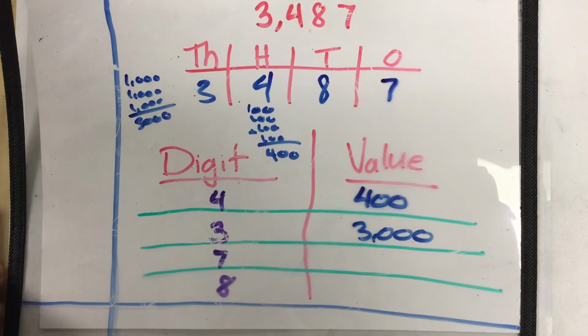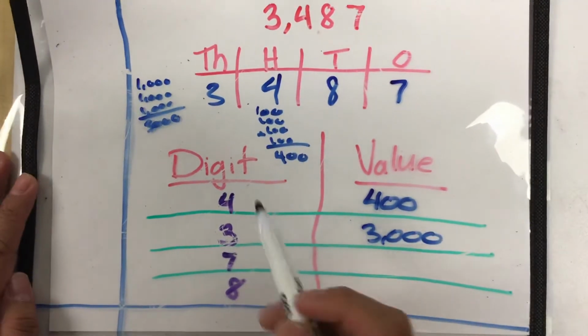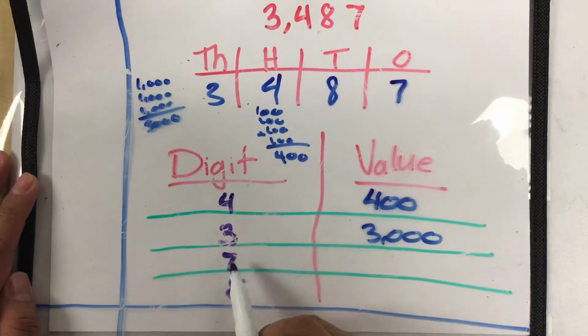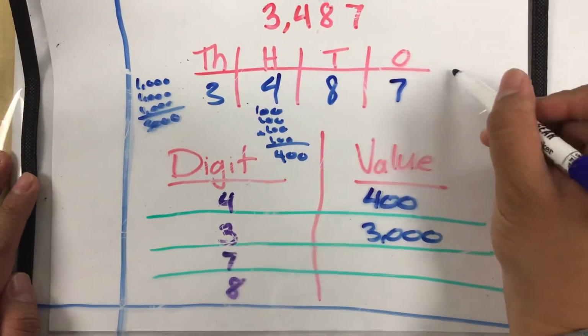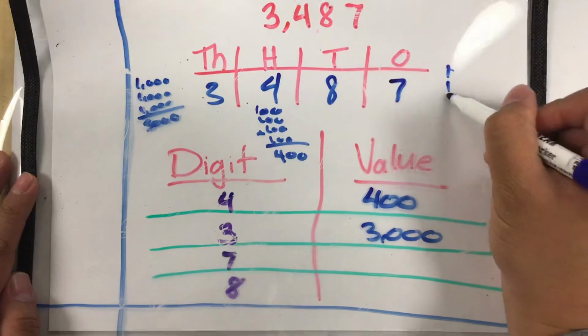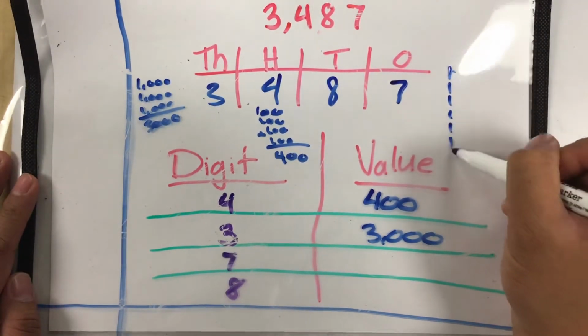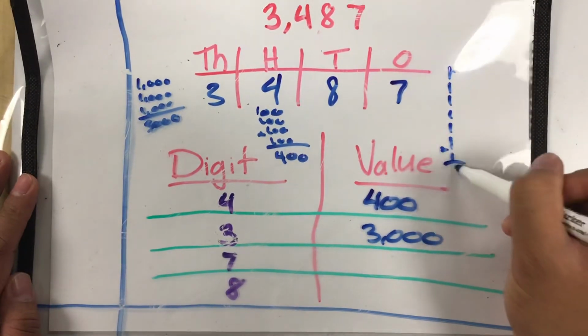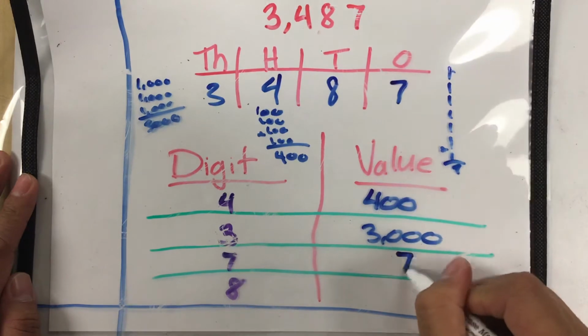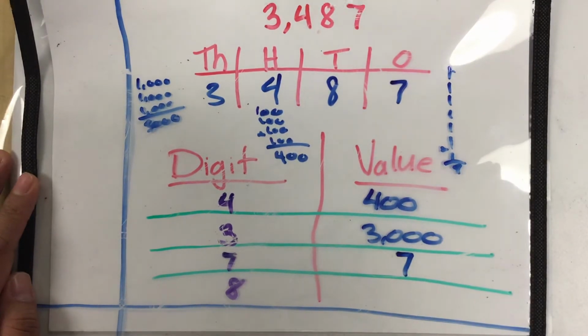All right, so if we look at 7, our 7 is in our ones place, so we're just going to have 1, 2, 3, 4, 5, 6, 7, and that equals a total of 7. So the value of the 7-digit equals 7.